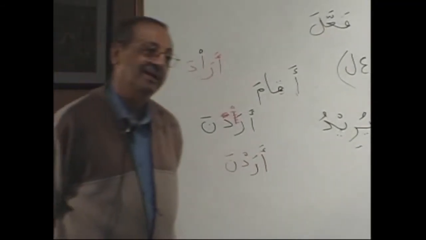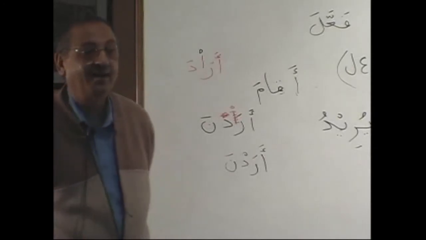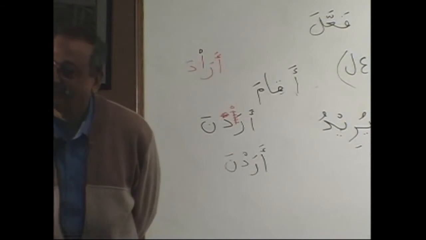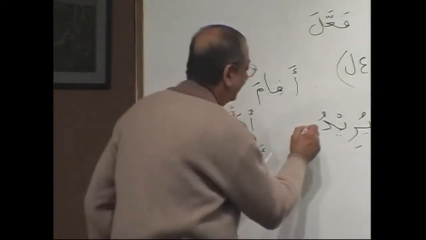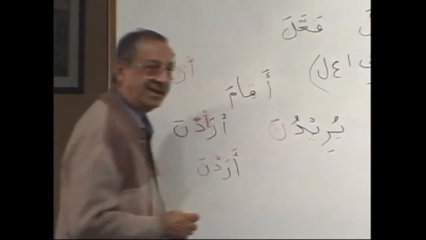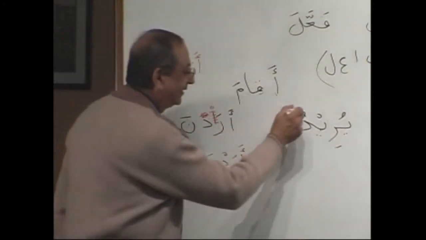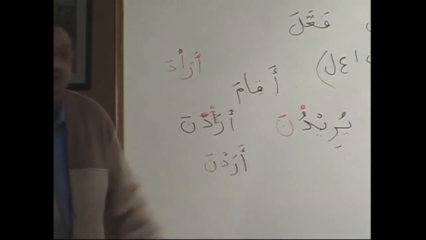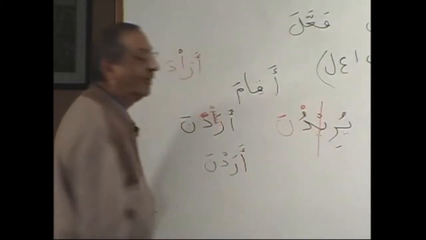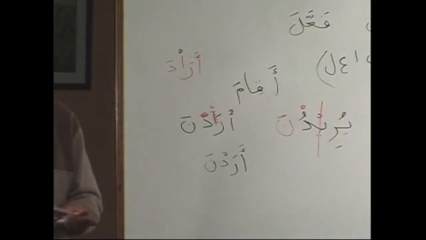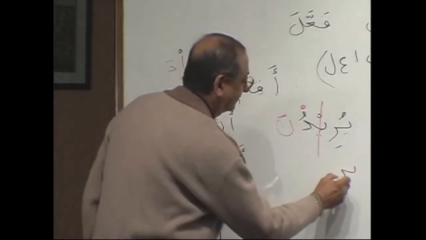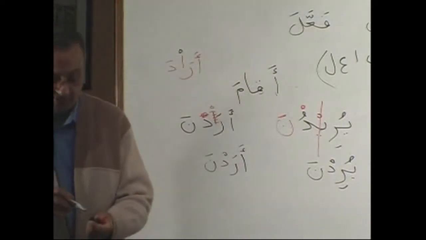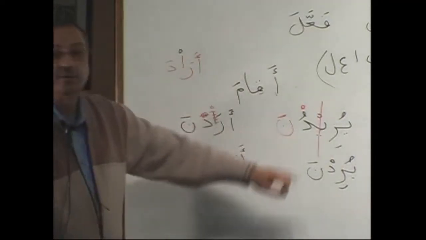Yuridu, yuridani, yuriduna, turidu, turidani, yuridna. Why yuridna? We put noon here, and that makes this a sukoon. We end up with two sukoons, so I have to drop this. And what is the result now? Yuridna. Okay? Are you with me, brothers and sisters? Yuridna.